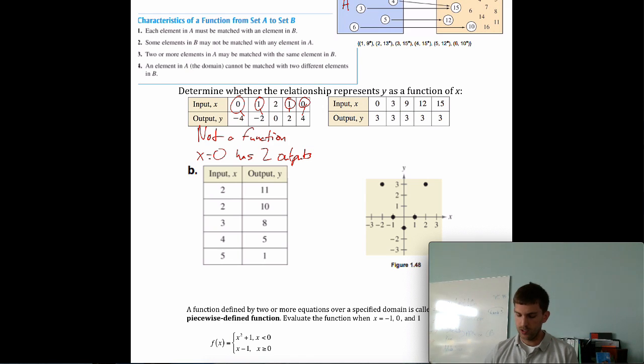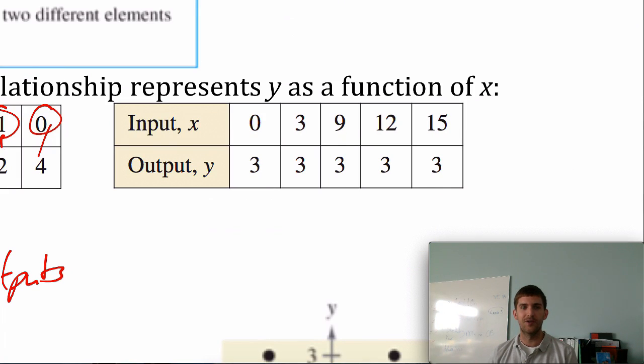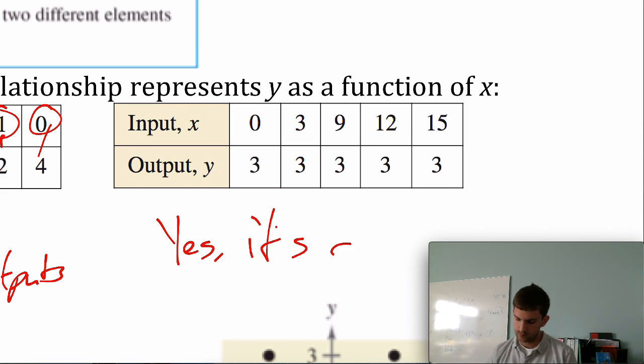So this one, the other table, I think my lights just went out in here. The other table, is this a function? Yes. It's a function.